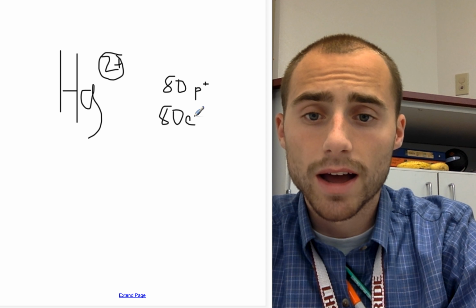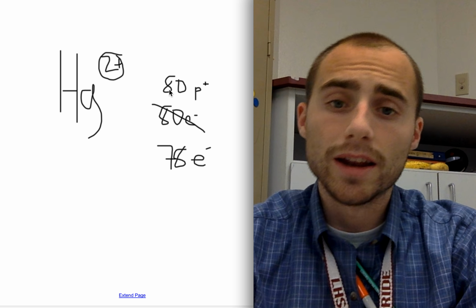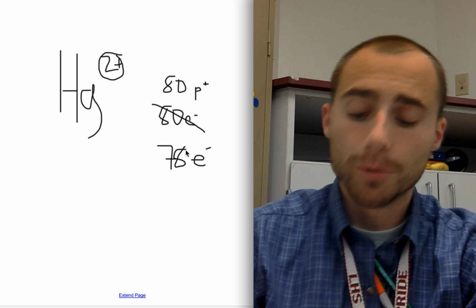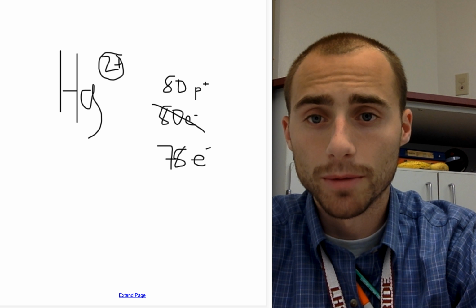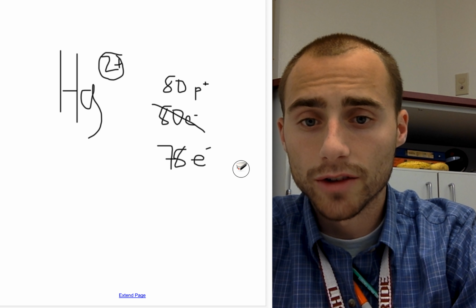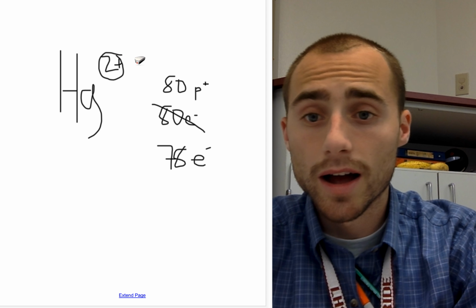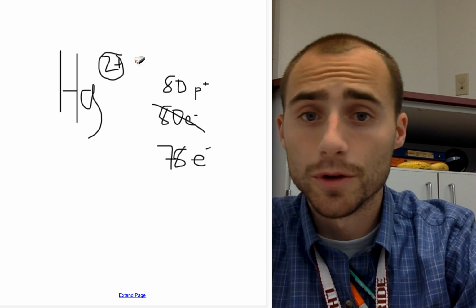But because it is an ion, it's lost 2 electrons, so in this case, it is going to have 78 electrons. So Hg2+ will always have 80 protons, but because it lost 2 electrons, it will now have 78 electrons. So remember that with ions, when you see that ionic charge, if it's positive, that means it lost a few electrons. So in that case, Hg lost 2 electrons.